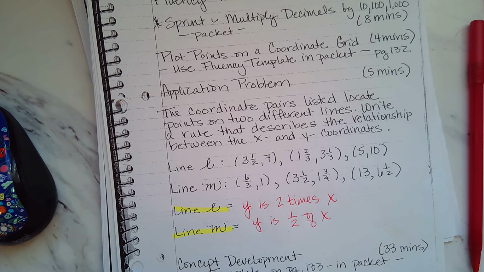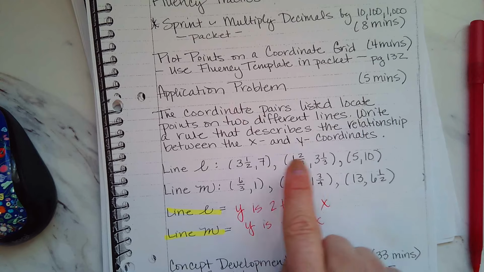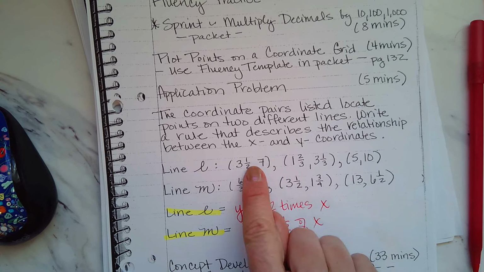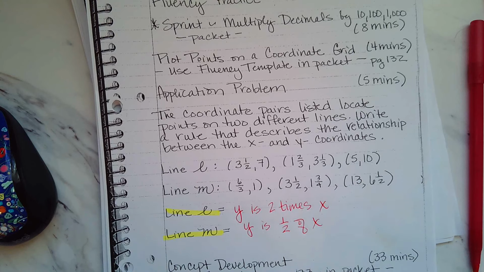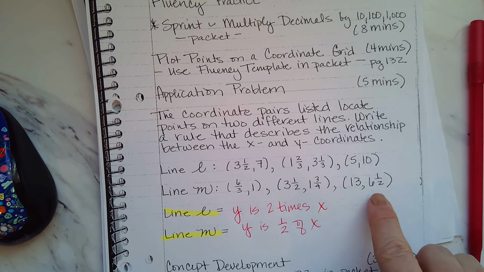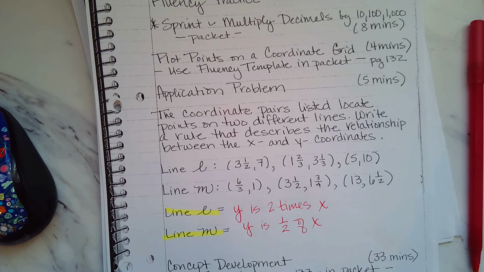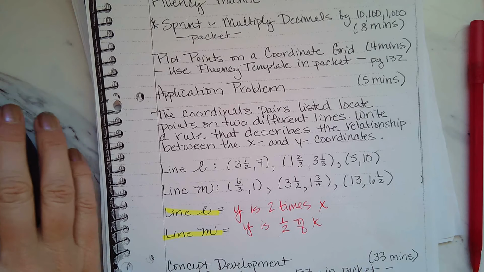Okay, so hopefully you saw the pattern on line L that y is 2 times x. Now, if this one threw you off, you can figure that pattern out by just looking at these two. Then y is half of x. So 6/3 is 2, right? And 6.5 is half of 13. So just looking at the first and the last, I was able to figure out the rule.